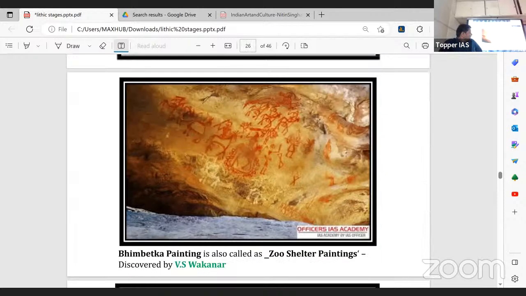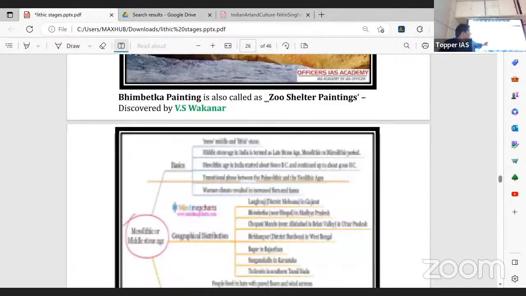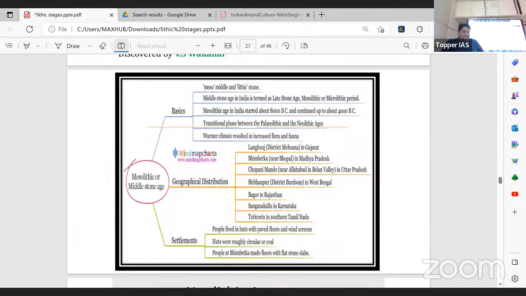So these are also some scenes. Some map. Langhnaj in Gujarat, Bhimbetka in Madhya Pradesh, Chopani Mando in Uttar Pradesh, Birbanpur in West Bengal, Sanganakallu in Karnataka, Tuticorin in Tamil Nadu.